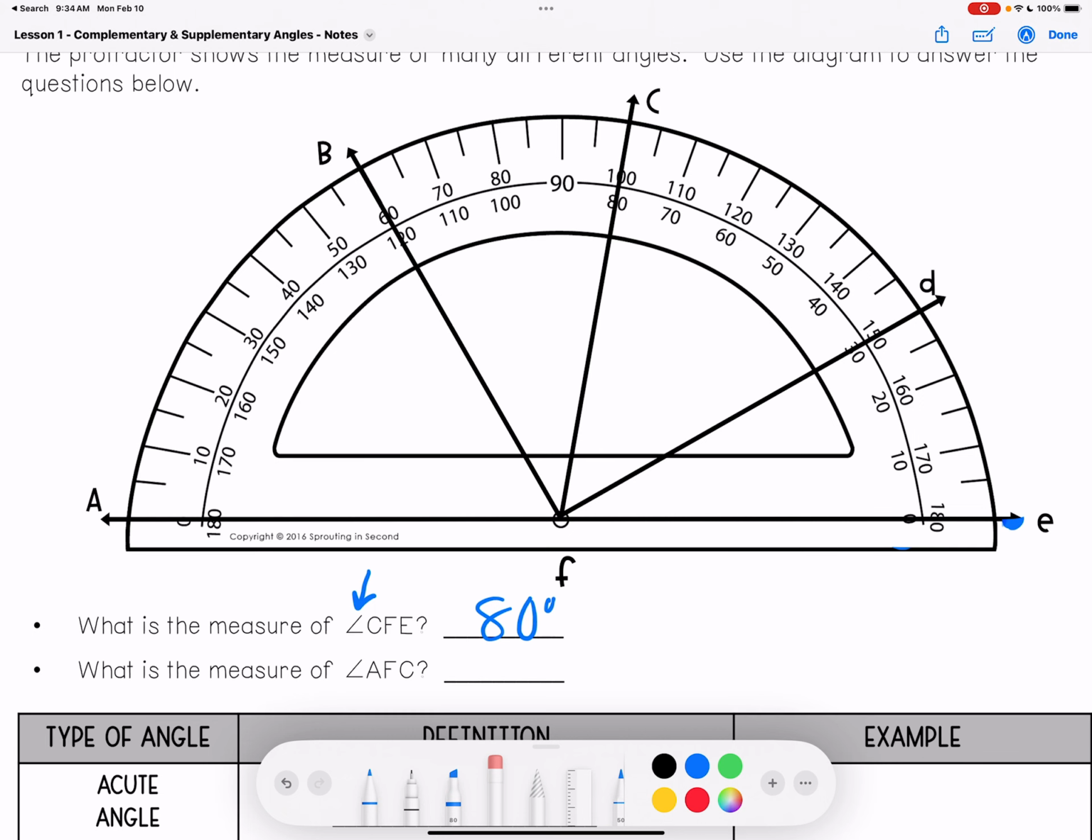All right, now, what is it from AFC? So AFC. All right, what is that angle? Well, the top part, 0. So I'm going to go by the top number this time. Why? Because it starts at 0 there and goes to 100.